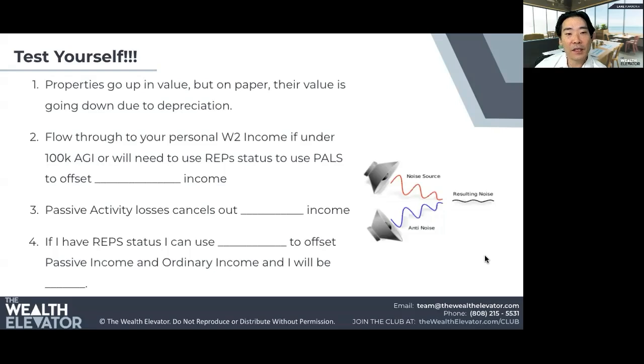And the last review: if I have real estate professional status, I can use what to offset passive income and ordinary income? Well, you can use these passive activity losses, and I will be cool and rich and wealthy. Because if you think about it, it's not what you make at the end of the day, it's what you keep. Most people who haven't gone through this last hour think that what they make is what they pay taxes on. But now you guys know the truth. It's not what you make necessarily, it's what you can drive your AGI down to legally. And these are some of the tools to do that legally.